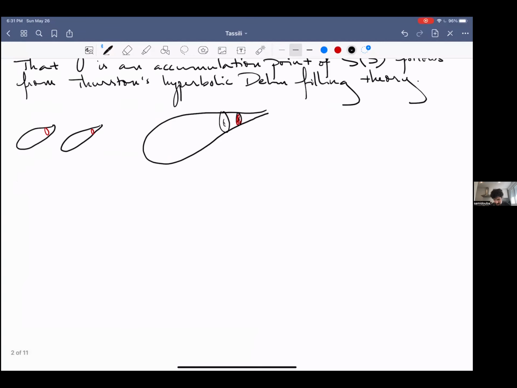Now I want you to think of your screen as the boundary of hyperbolic 3-space. This is the upper half-space model, and let's say hyperbolic 3-space is the space above your screen. And in this model, geodesic planes are either planes orthogonal to the boundary or hemispheres orthogonal to the boundary.